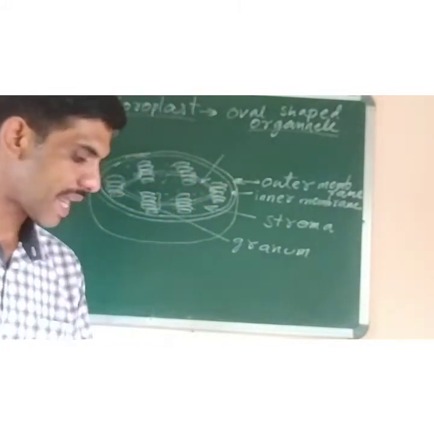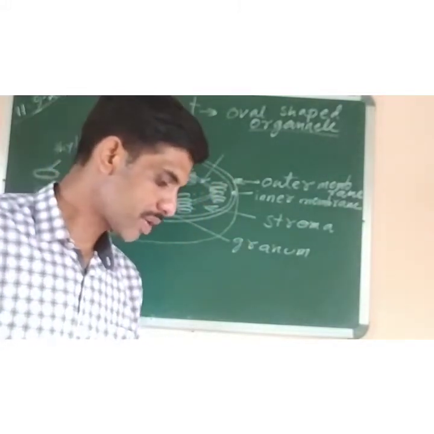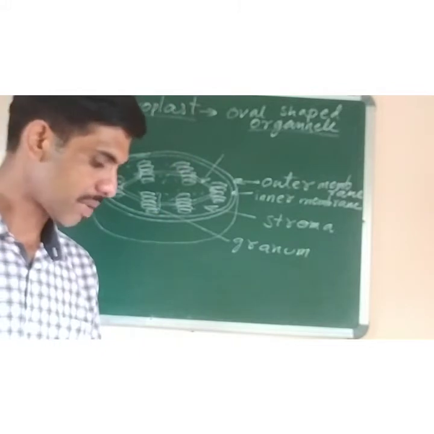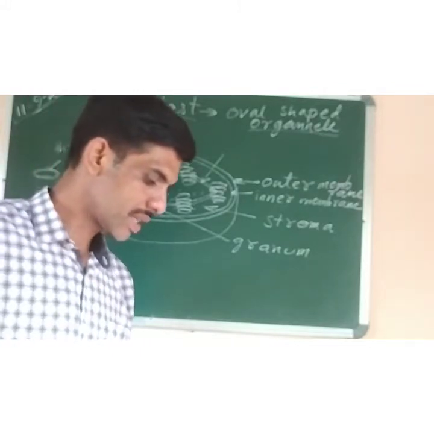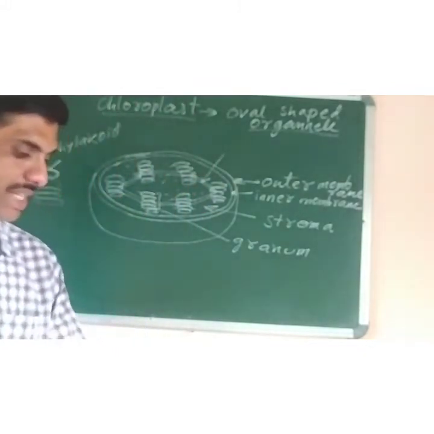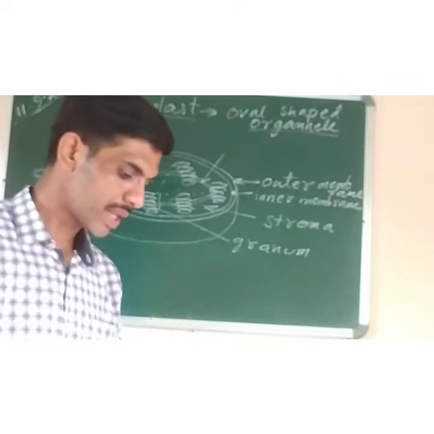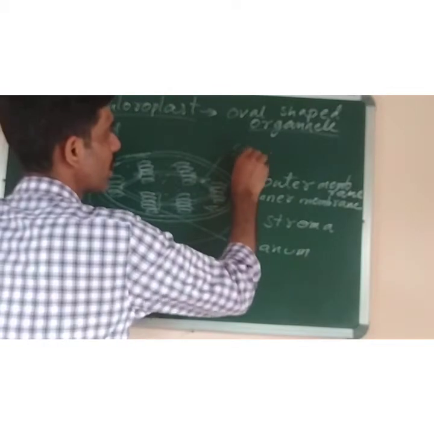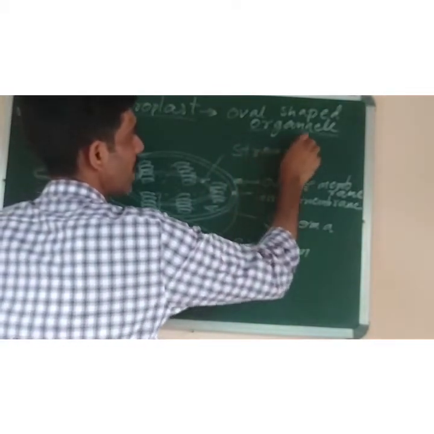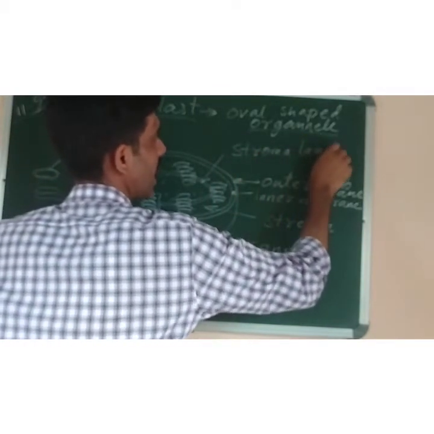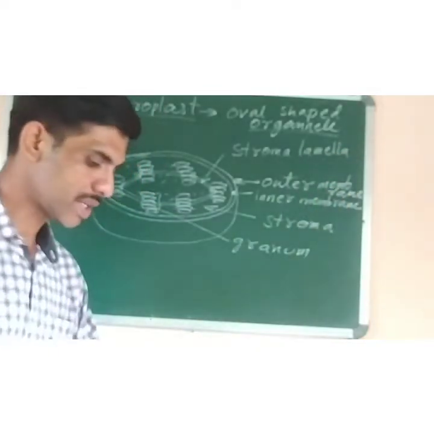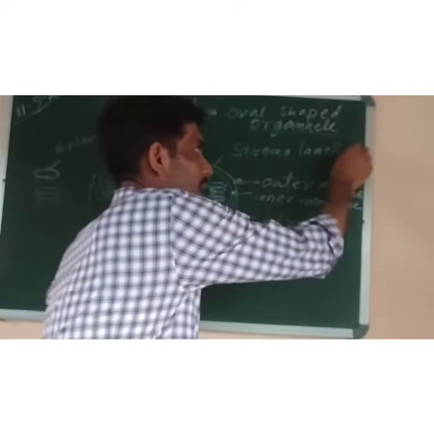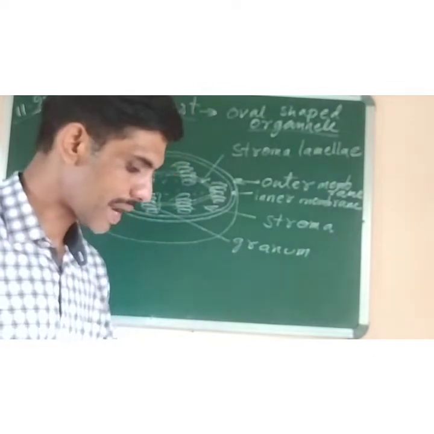Chloroplasts are found in algae. It is also found in all the green cells of the plant, in the photosynthesizing cells of leaves and stems, and they have stroma lamella. This one, the name which is given in your book, stroma lamella, L-A-M-E-L-L-A. So that one only you write, stroma lamella.